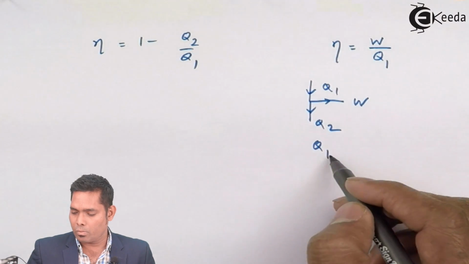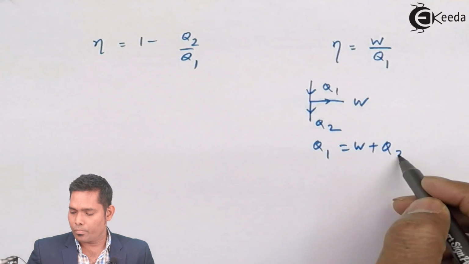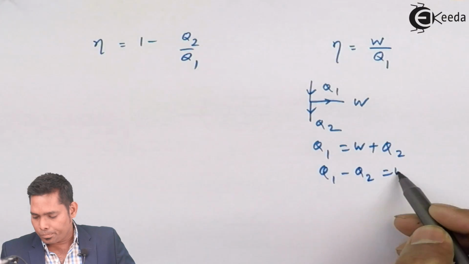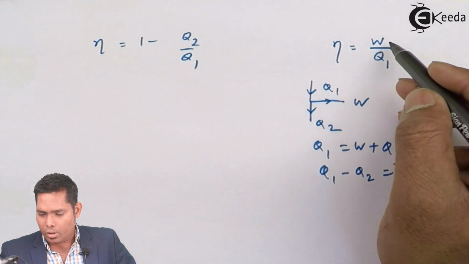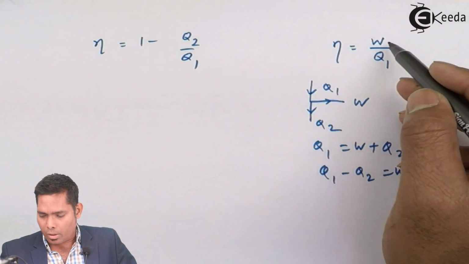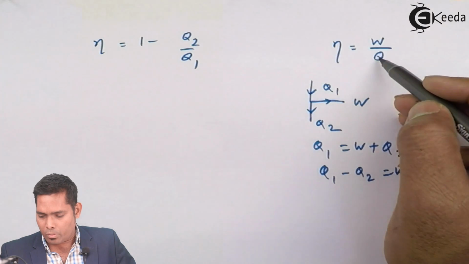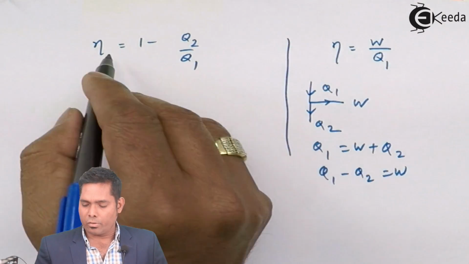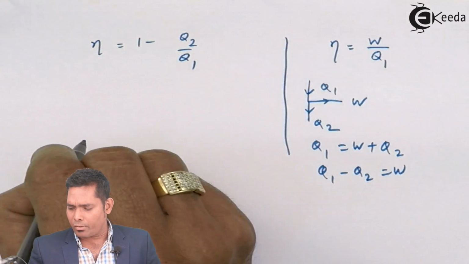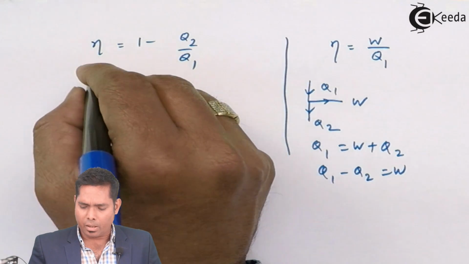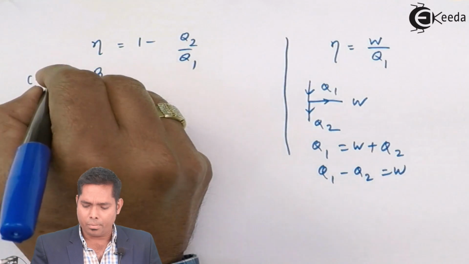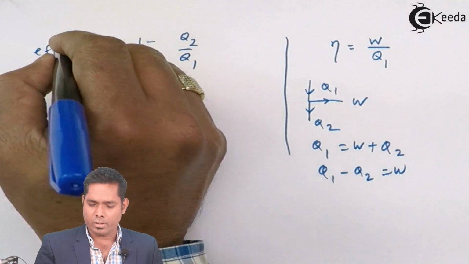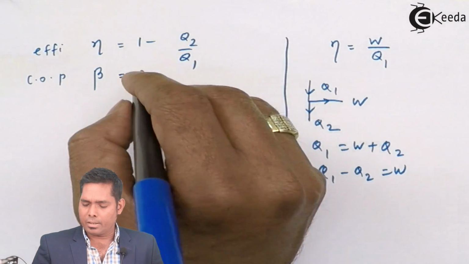So I can write Q1 is W plus Q2. So from here W is Q1 minus Q2. Putting this here, Q1 minus Q2, I can separate Q1 over Q1 minus Q2 over Q1, I'll get this one. So this is the efficiency of heat engine. And as far as the refrigerator is concerned, the beta, the coefficient of performance for the refrigerator.